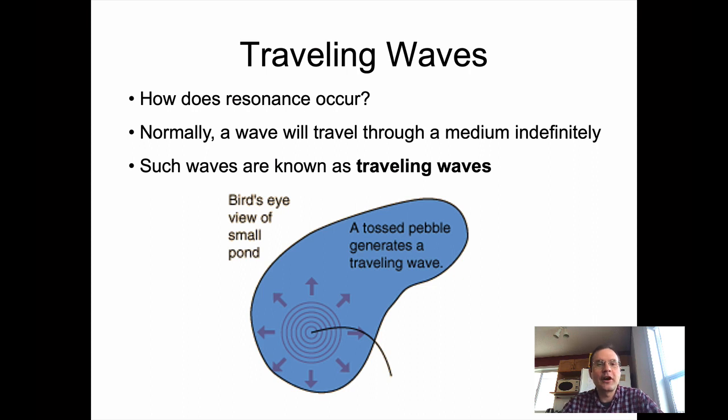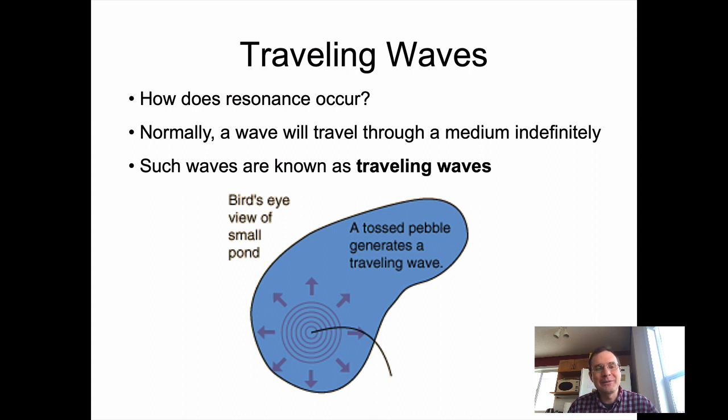So how does resonance occur? Normally, we talked about sine waves a couple weeks ago, but normally a sound wave or any kind of wave is going to just travel through a medium indefinitely. I guess the most extreme example I can think of is electromagnetic radiation traveling through space indefinitely, but let's not go there. It's a little complicated.